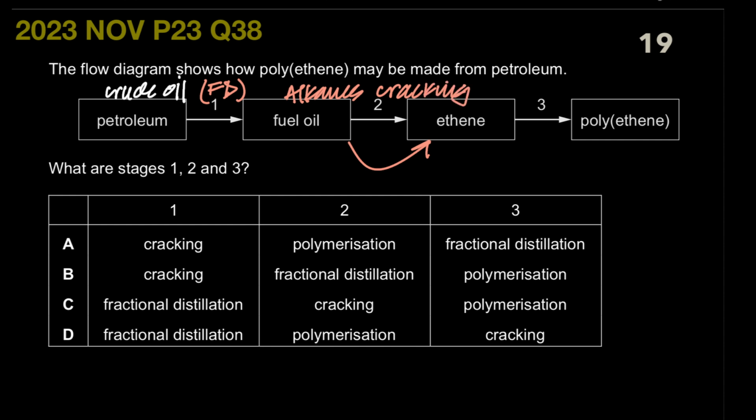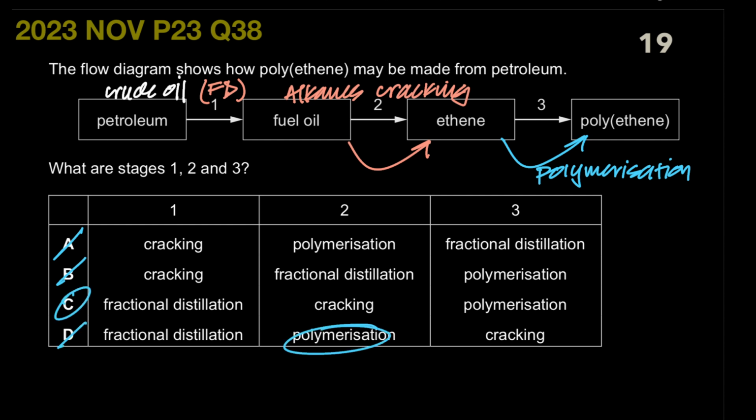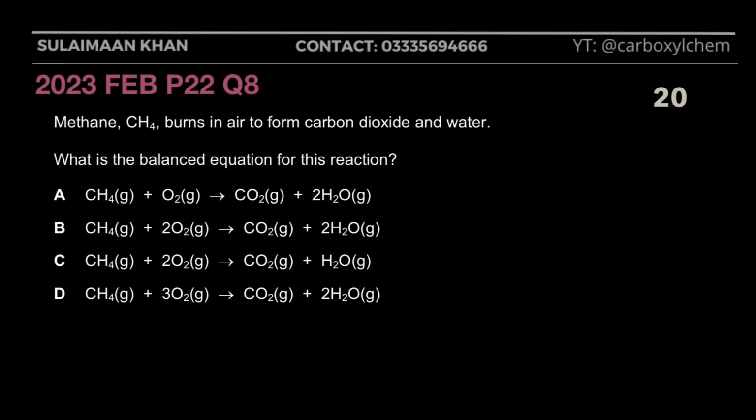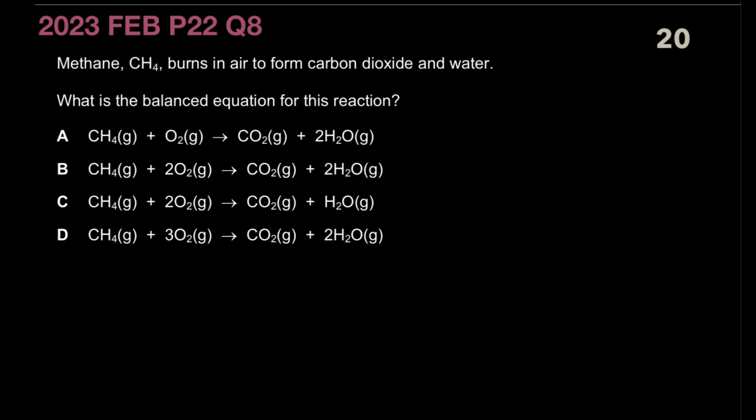So how do you go from alkanes to alkenes? Obviously you perform cracking, also known as pyrolysis. Done? And then from ethene you go into polyethylene, so that's basically polymerization, right? So now check it out. 1 is fractional distillation, A and B are wrong. 2 is cracking, so this particular bit is wrong, and therefore C is the correct option. 3 is polymerization.